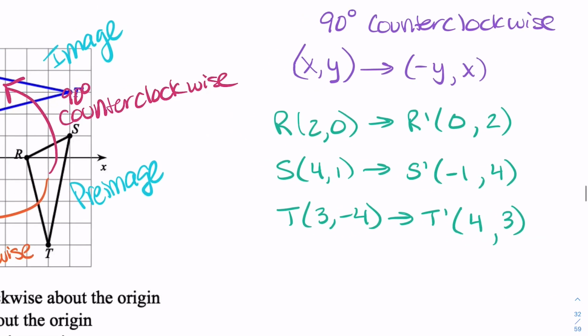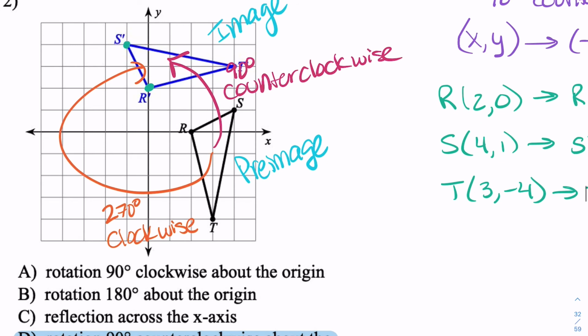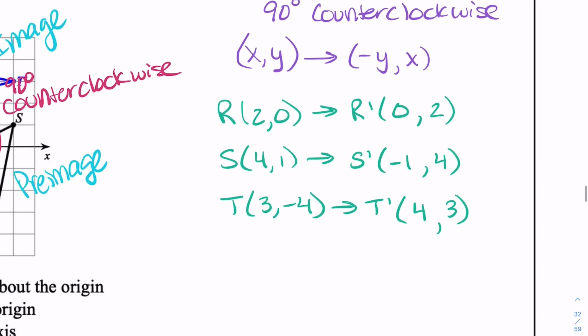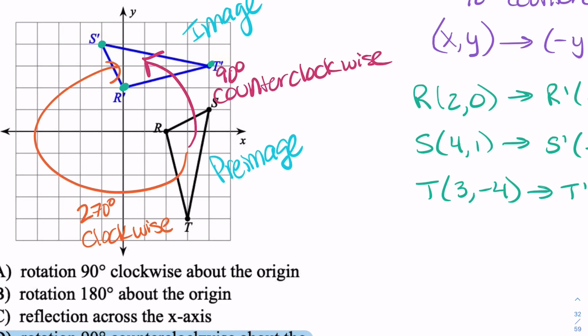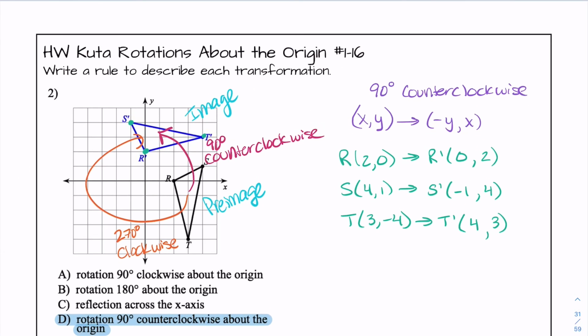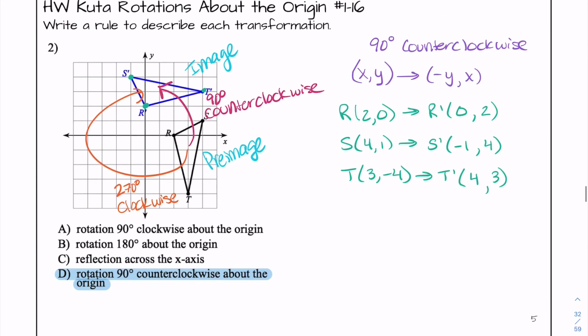Is S prime at negative 1, 4? It does look like S prime is at negative 1, 4. And then is T prime at 4, 3? Well, it does look like T prime is at 4, 3. And so that truly is a rotation of 90 degrees counterclockwise about the origin.